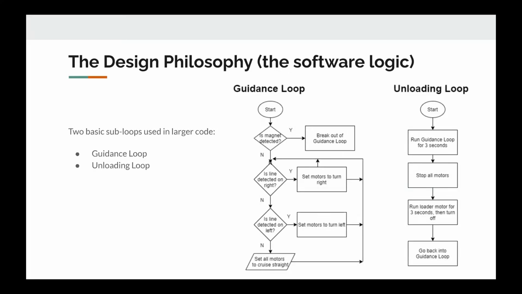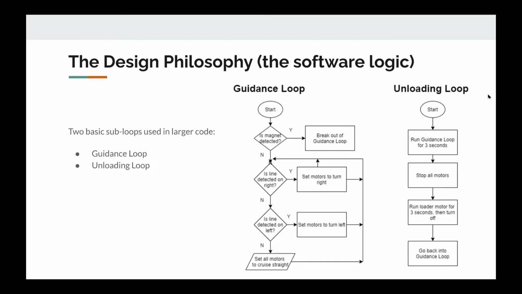If it was detected on the left side, then it would try to turn left until it was not detected. And if it was detected on the right side, then it would try to turn right until the line was no longer detected. And when the line was not detected at all, it would just go in a straight line. So it would run through that loop over and over until a magnet was detected, then it would kick out of the guidance loop.